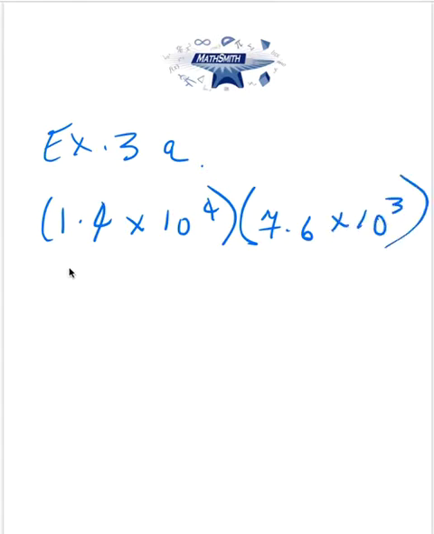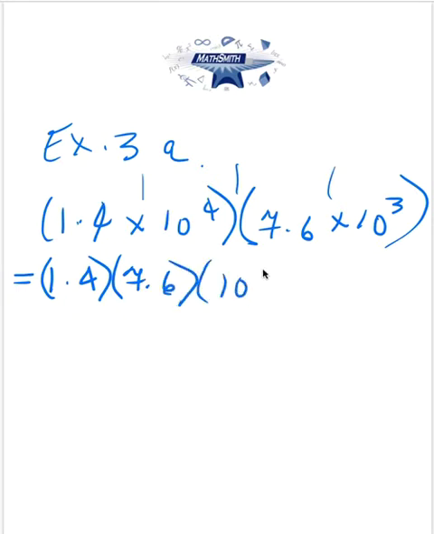Well, this is really like saying, okay, this is just one string of multiplication, right? Because there's multiplication here, all the way through. So if I wanted to, I could use the commutative property, and I could change the order that I'm doing the multiplication. I could say 1.4 times 7.6 times 10 to the 4th times 10 to the 3rd power, right? All I'm doing is using the commutative property and just changing the order of multiplication, which I'm allowed to do in math.